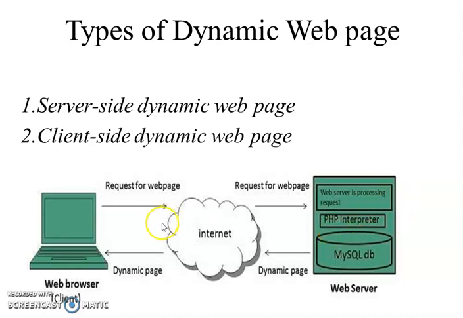Here the user client sends the request to the server through the internet. The requested web page goes to the web server, which processes the request. The PHP interpreter, with the help of a SQL database, stores the dynamic pages. It replies with the dynamic pages to the internet, and the internet gives the dynamic pages to the client.